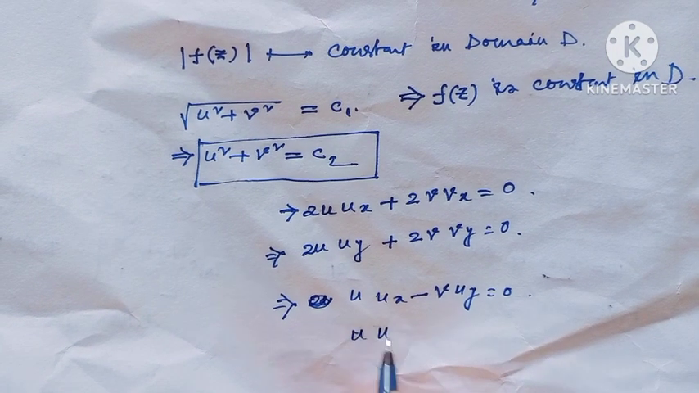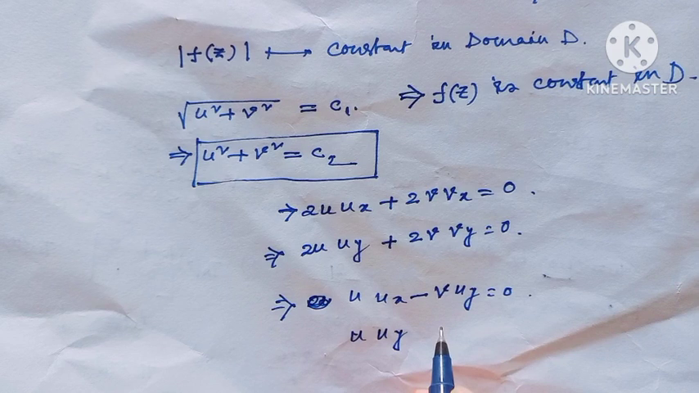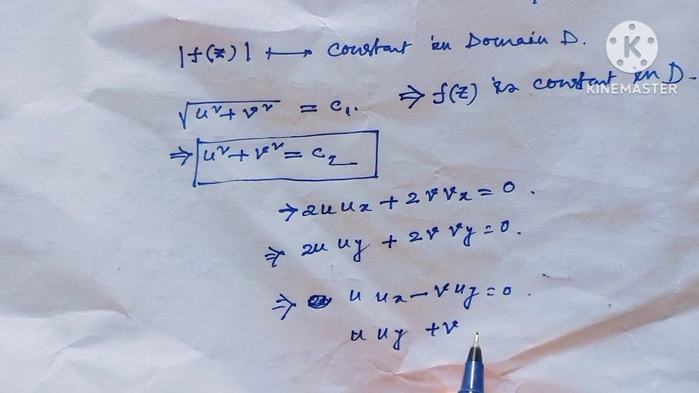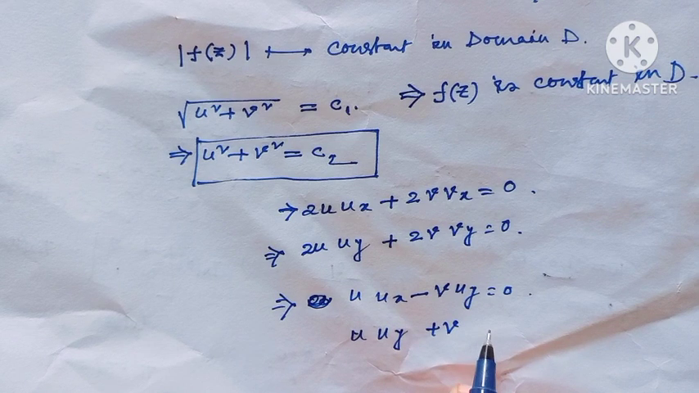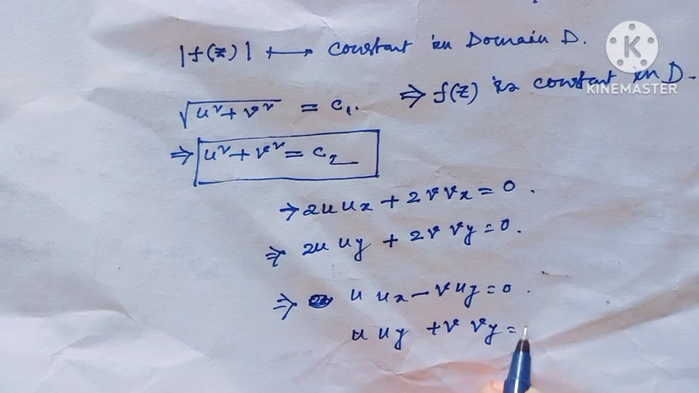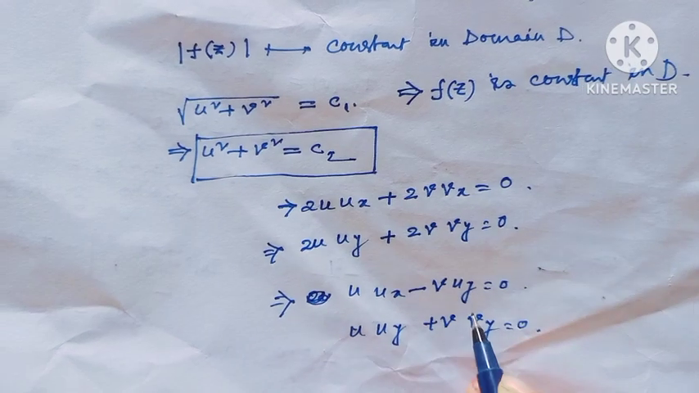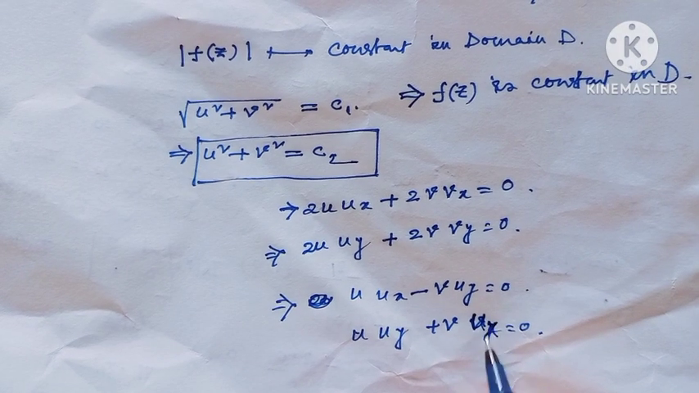u ux minus v uy equal to 0, then u uy plus v ux equal to 0.